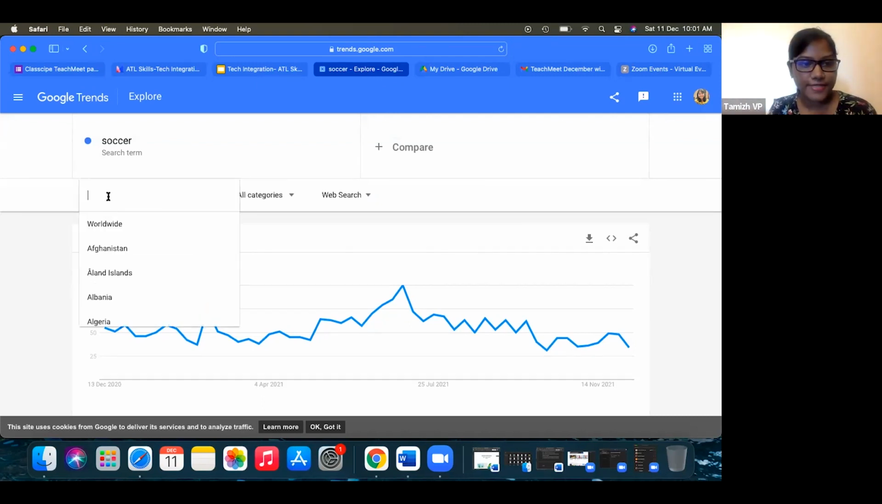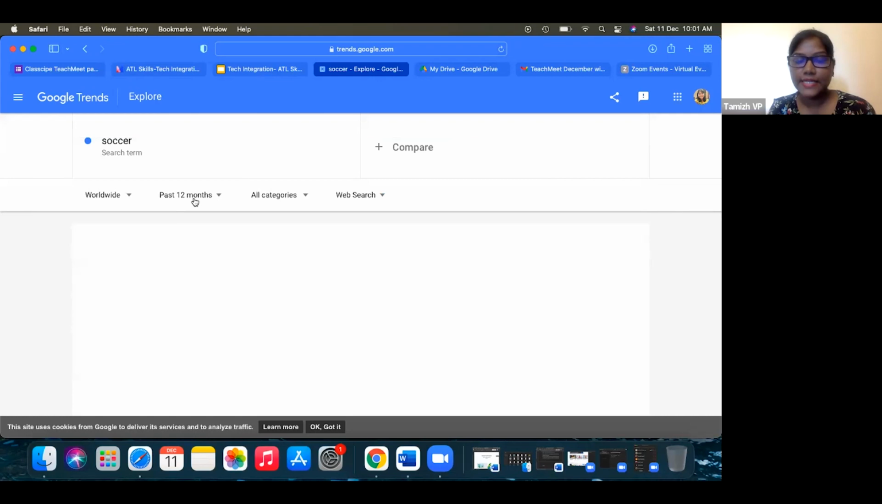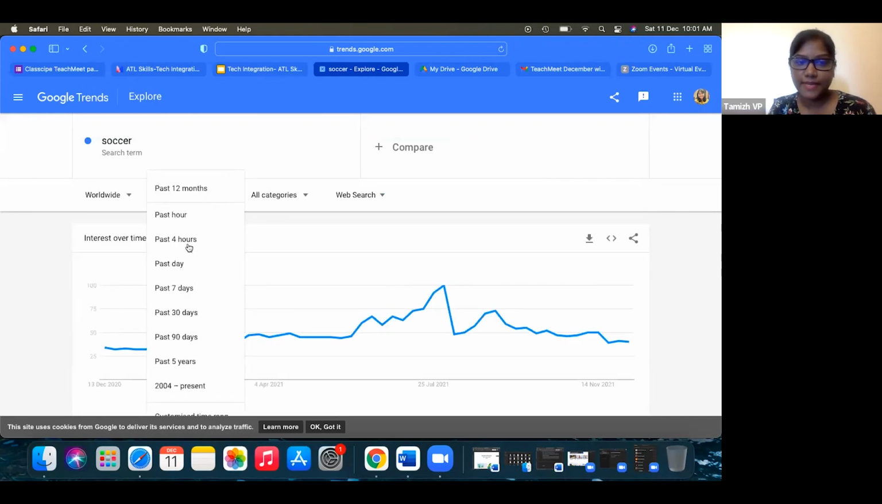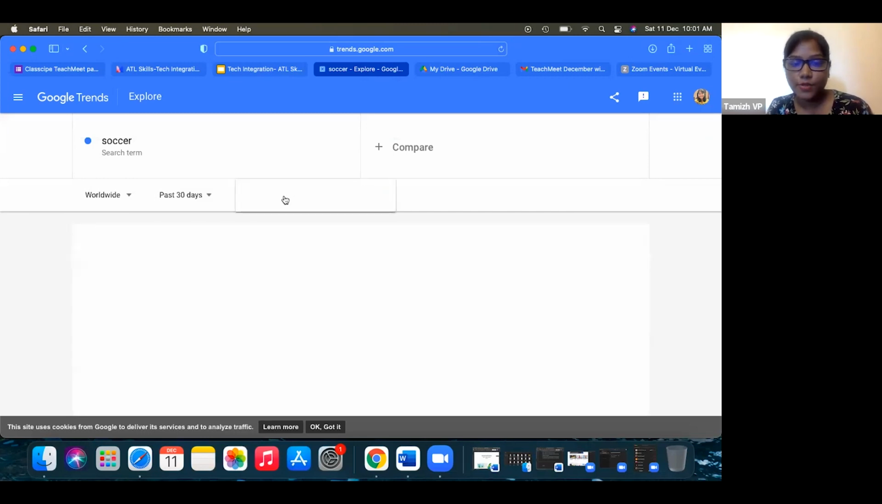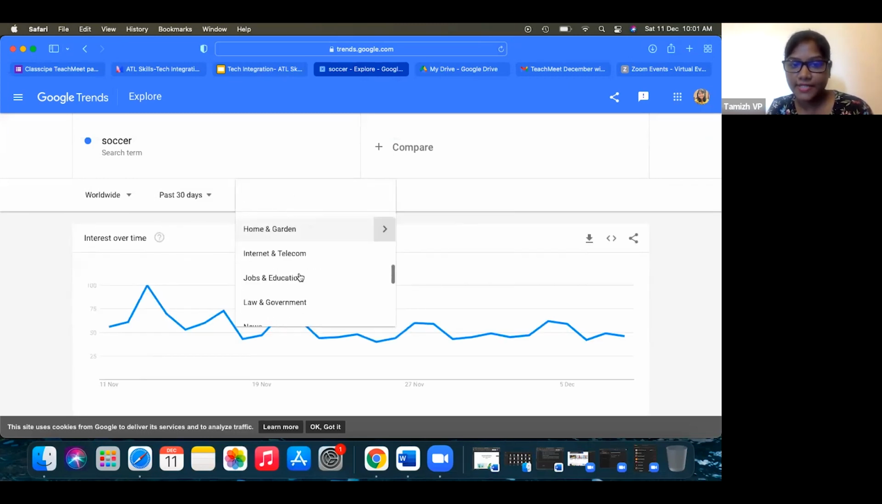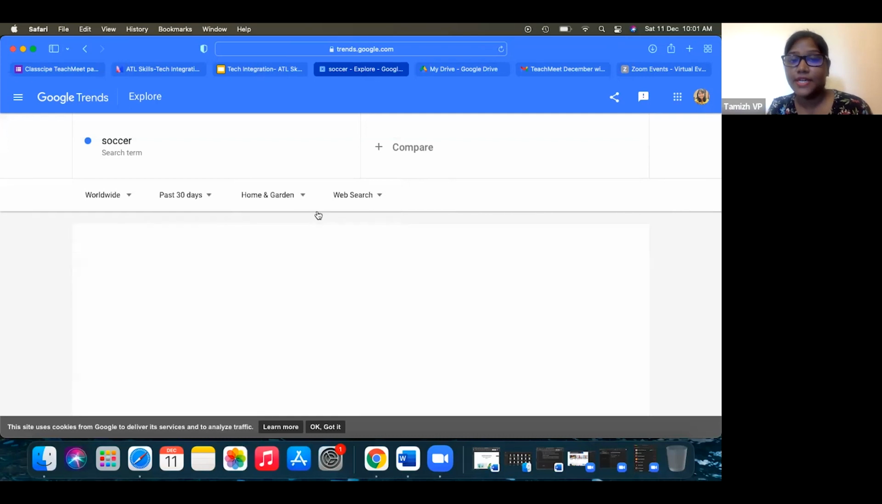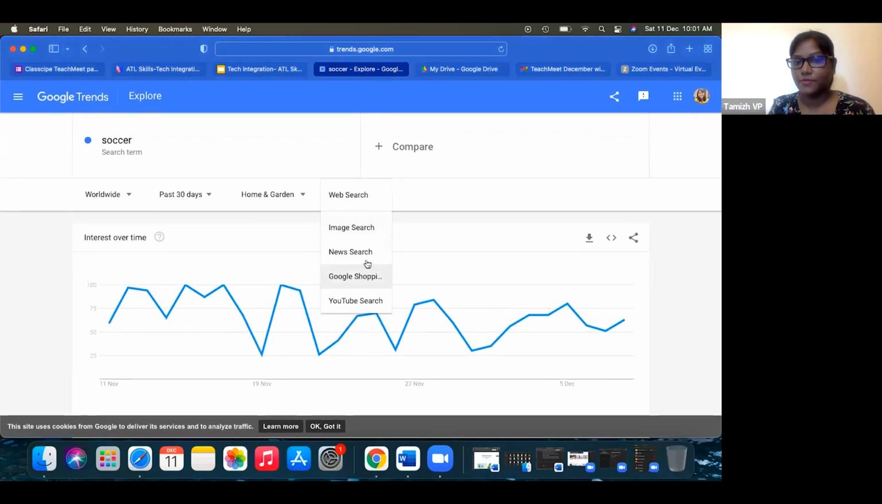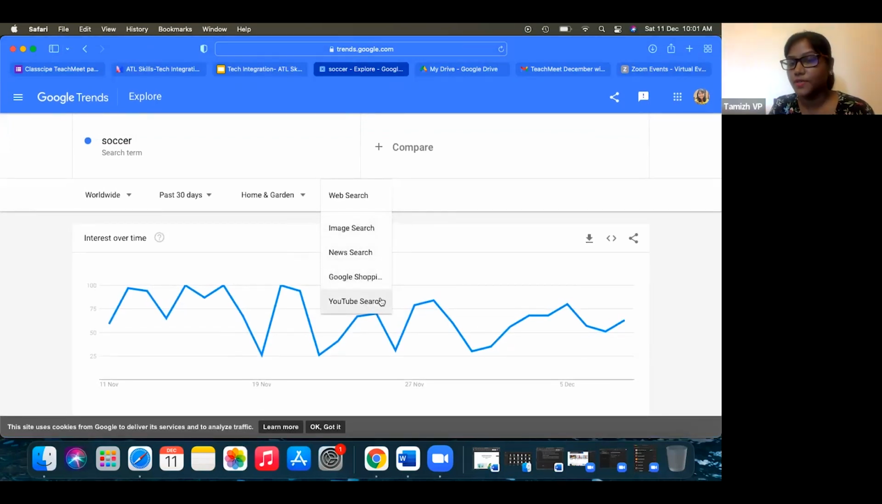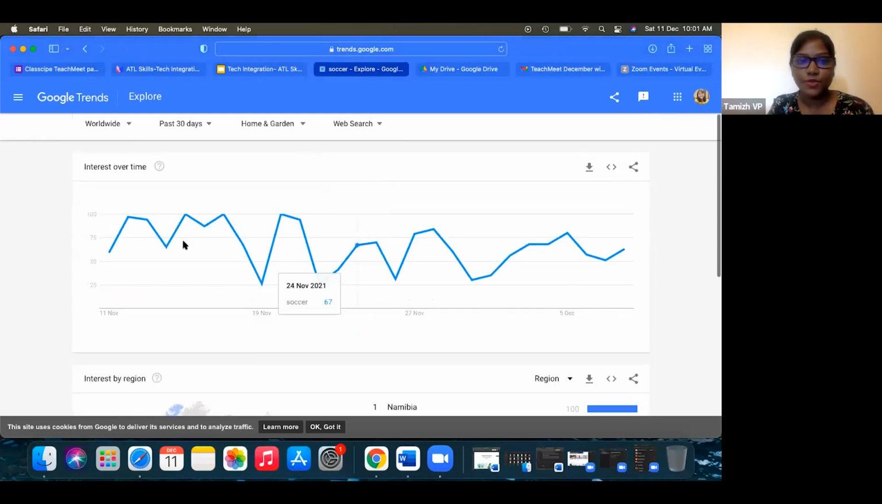You can also filter it country-wise, or worldwide. You can also adjust the timeline over here, past 12 months or 30 days. And you also have these categories, under which category did people really search for it, and what kind of search: web search, image, news, Google shopping, YouTube search. So this gives you a visual representation of how a certain topic has trended over a period of time.